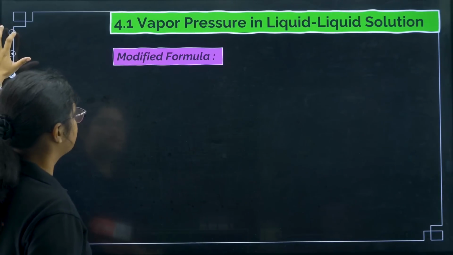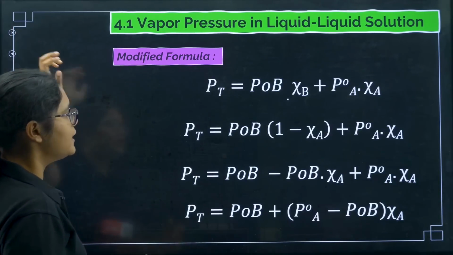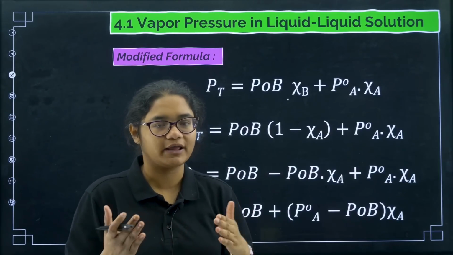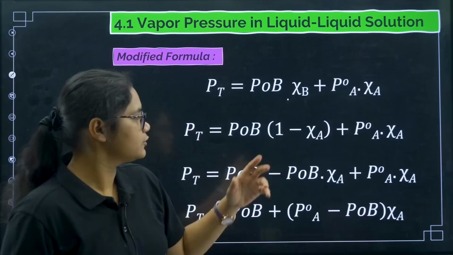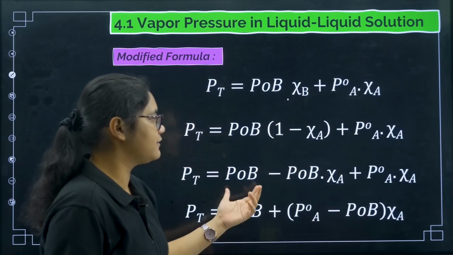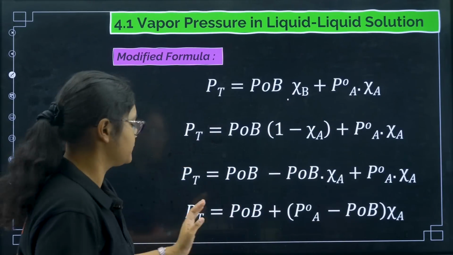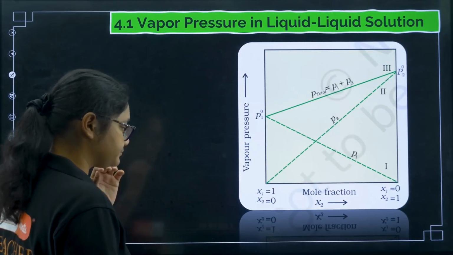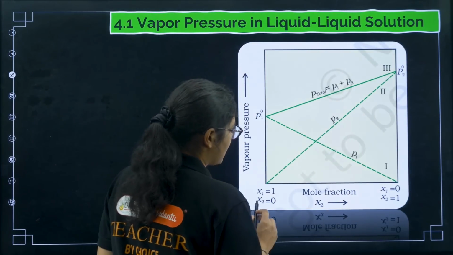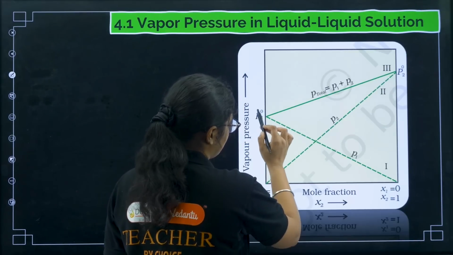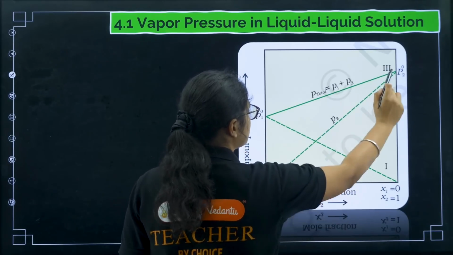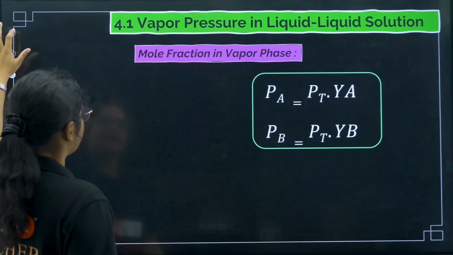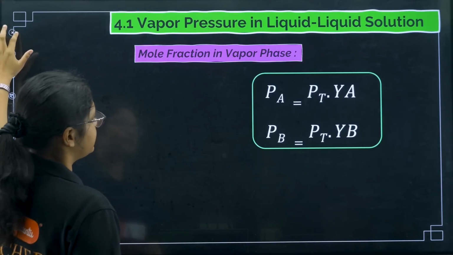Next, XA and XB can be written in any terms, right? You can write XA in terms of XB, since XA plus XB will be equal to 1. So you can change XA and XB and derive it in any one term of the mole fraction. That is the derivation here. Now here you can see the graph. If you have taken one component, it's P naught A, this is P naught B, and the total pressure will be equal to P1 plus P2. Next, this I have already explained.